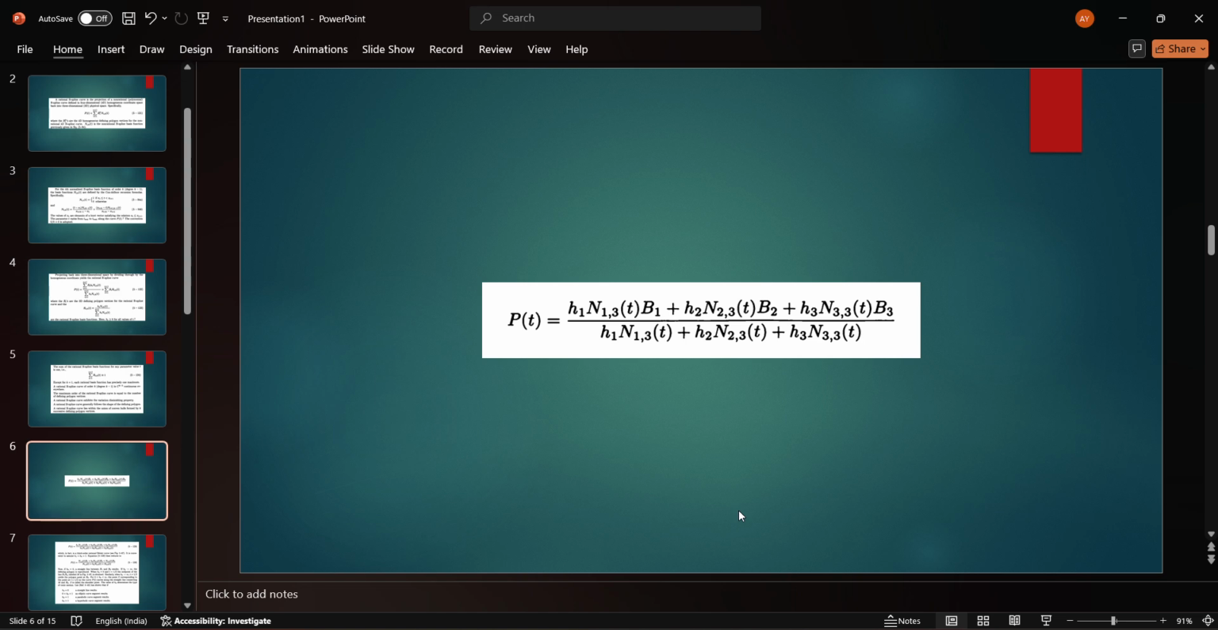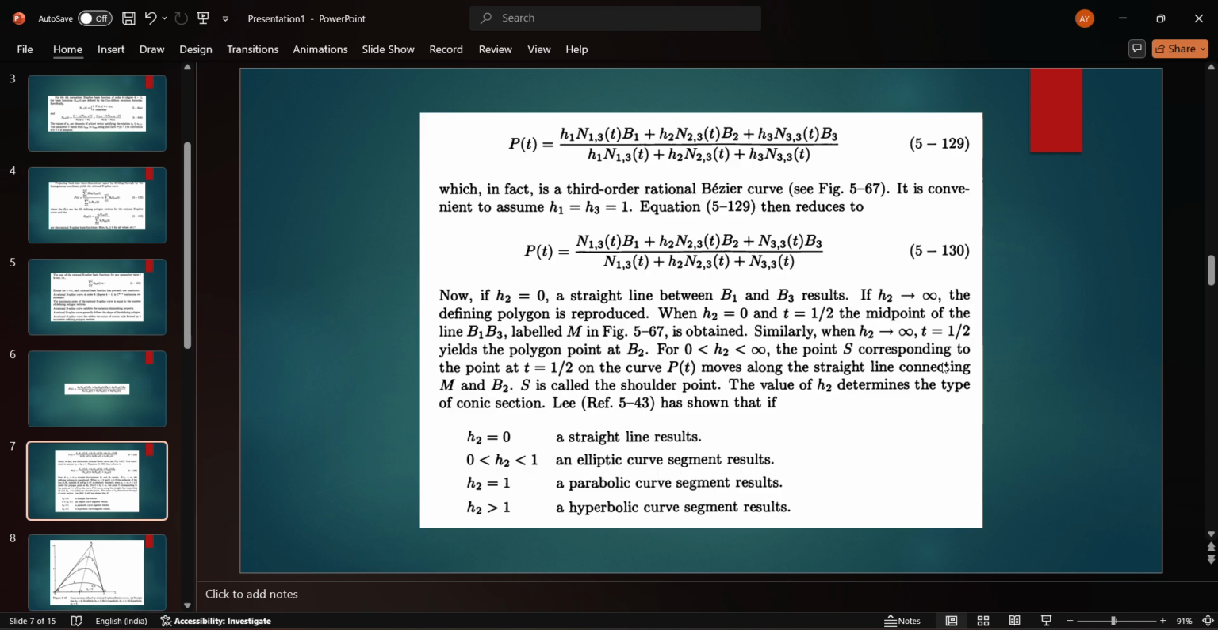And here we have the equation when we take i from 1 to 3, then the rational B-spline function can be written as P(t) as the given equation, which in fact is a third order rational Bezier curve. It is convenient to assume h1 is equal to h3 is equal to 1. Then the above equation reduces to equation 5.130.